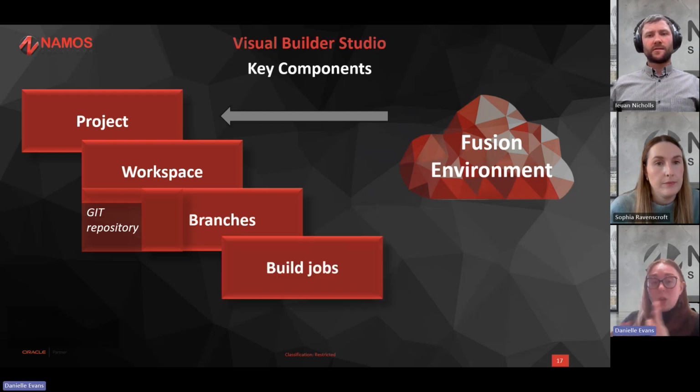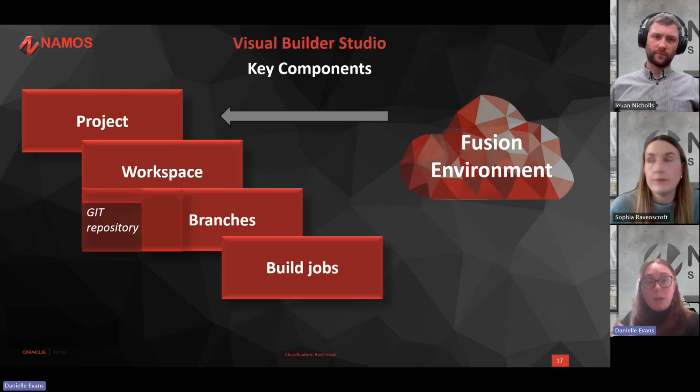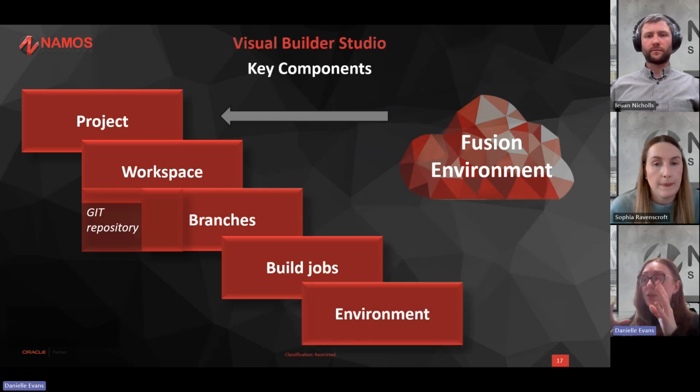Then you've got your build jobs. Once you're ready to make your changes appear in Fusion, you've got your build jobs that will take that information from your branch into the main branch and take that into your build jobs. And remember, we talked about build jobs and environment being parallel, interdependent. So I'll have a deploy job for my Dev 1 environment.